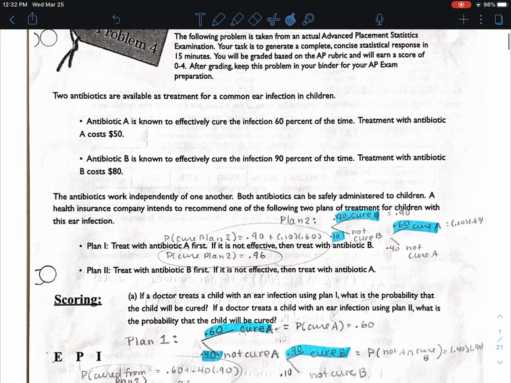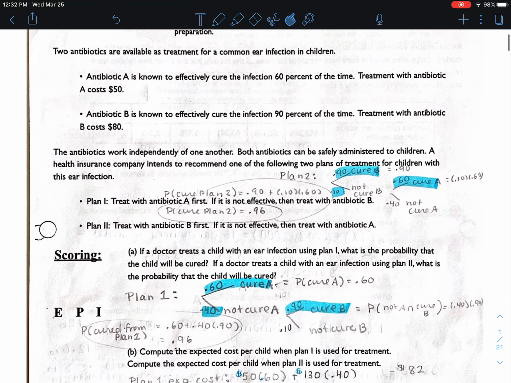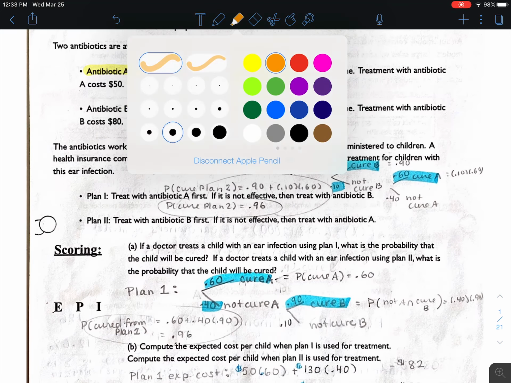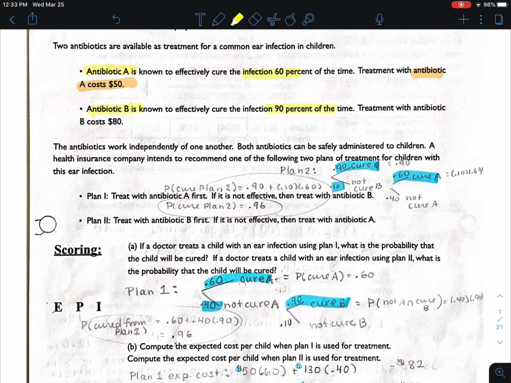So this first one was looking at these two different antibiotics used as treatment. It mentions that antibiotic A can effectively cure an infection 60% of the time on its own, and the cost for antibiotic A is $50. Antibiotic B can cure the infection 90% of the time, but its cost is $80. I started my work for part A down here, and then I ran out of space, so I had to go up above here.